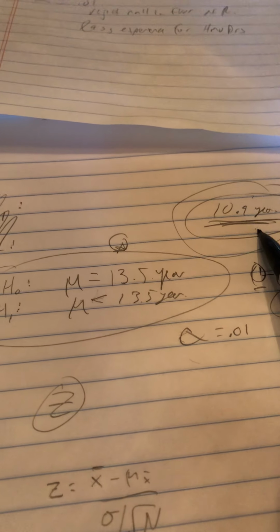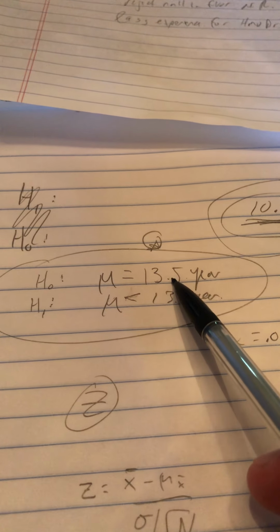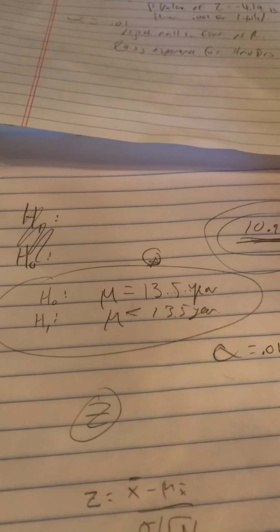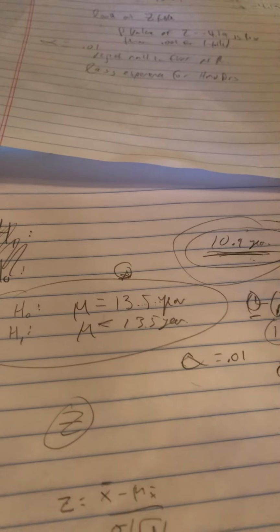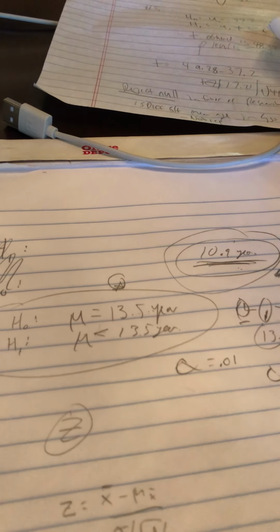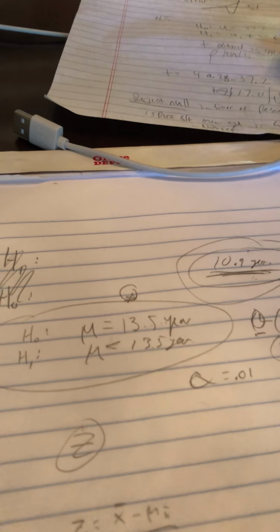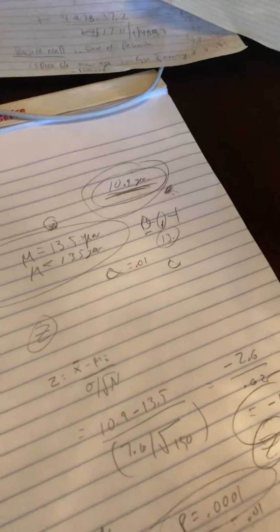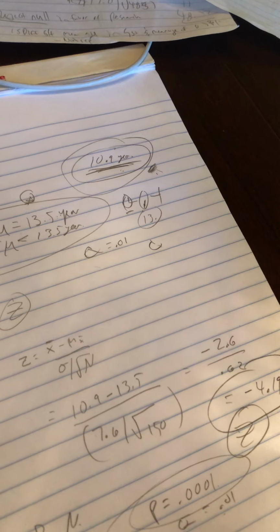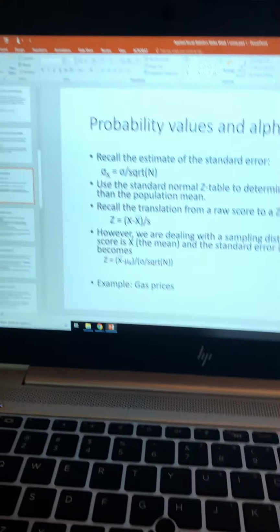Okay, so your conclusion would be that the basic idea is that 10.9 years of experience is significantly less than 13.5 years of experience. So how would you write that up in a sentence? Well, the doctors in the Western HMO that we looked at have less experience than the average HMO doctor. So this might not be the place you'd want to go to, I guess. But that's kind of it.